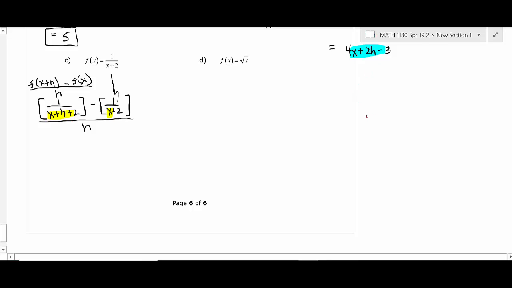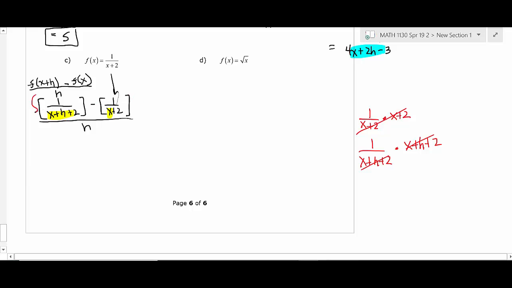So the idea is if you had 1 over x plus 2 and you want the x plus 2 to go away, you just multiply it by that. If you have 1 over x plus h plus 2, then you've got to multiply by x plus h plus 2 to get rid of it. So what we're going to do is multiply both the top and the bottom of this fraction by both of these things to get rid of them.